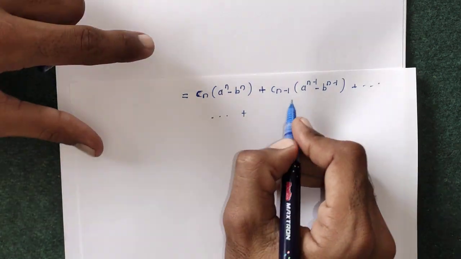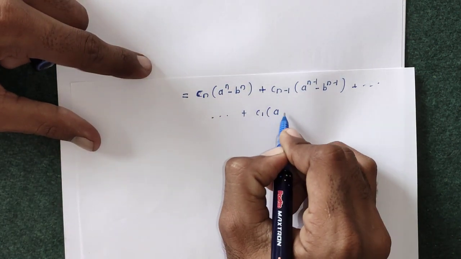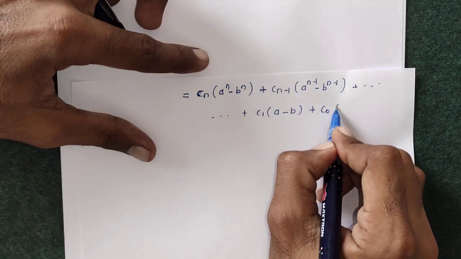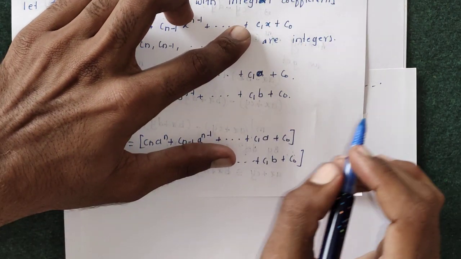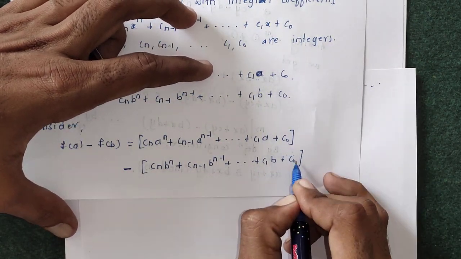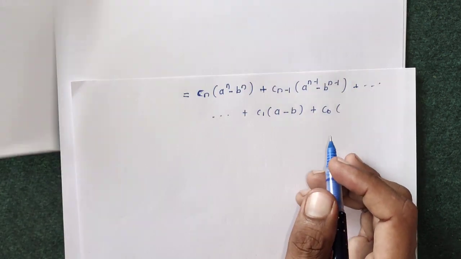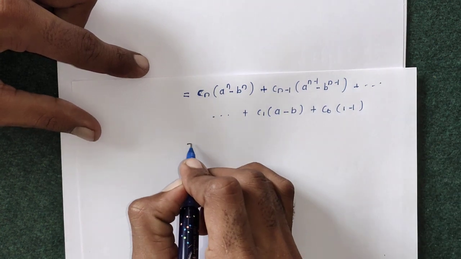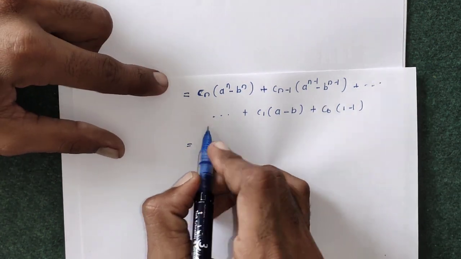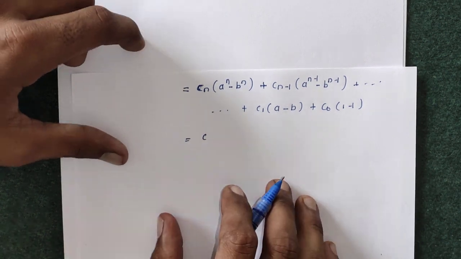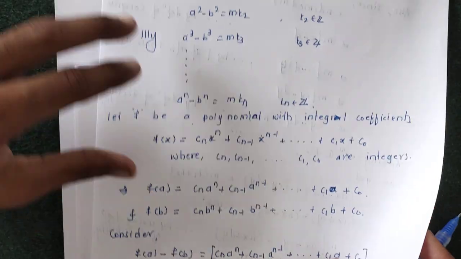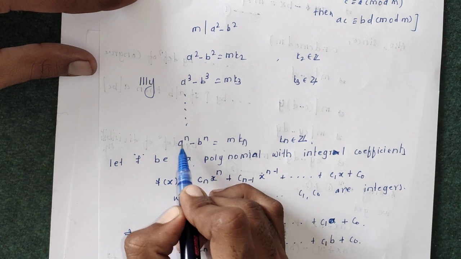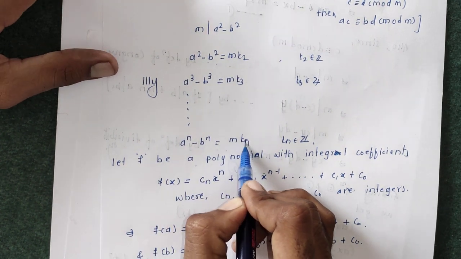So here c1 into a minus b plus c naught into, in the last step taking c naught common, here remains 1 minus 1, so 1 minus 1 becomes 0. So in the next step we get cn into a raised to n minus b raised to n. From this equation we have the value of a raised to n minus b raised to n equal to m into kn.